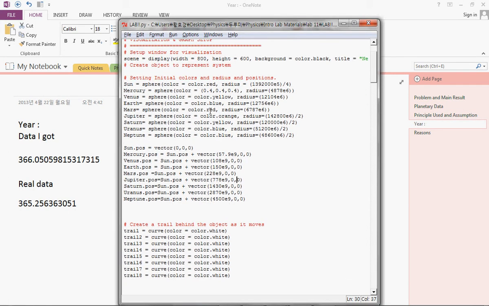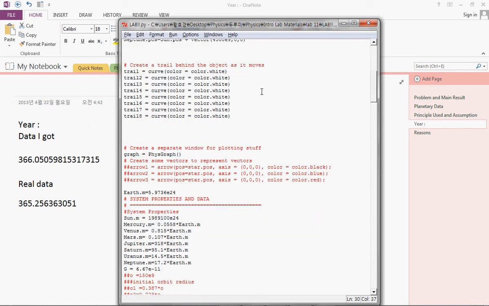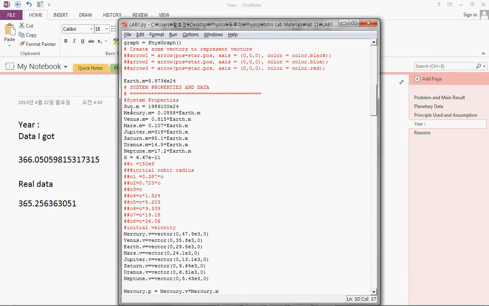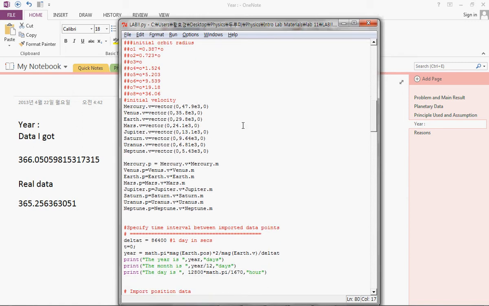Okay, here are the initial conditions. As you see, there's the position data I used. There's a mass. There's a velocity I used just now. If you see the planetary data and compare them, they will look the same. And momentum, just like initial velocity times mass. Okay, let's run this.